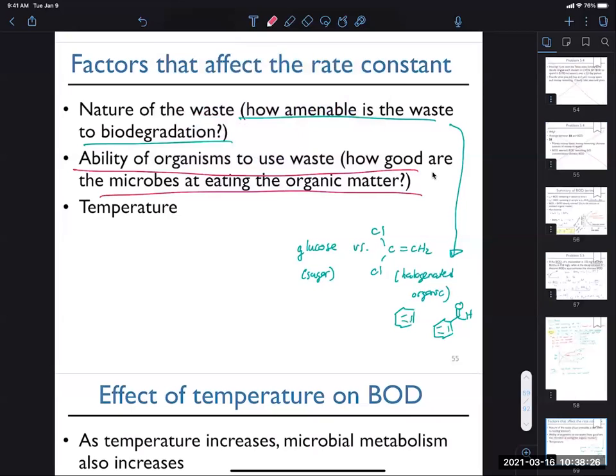In a stream there's a mixture of organisms, and they may not be able to utilize the waste as well because they're not as optimized. They haven't been selected to remove that waste. So the organism structure is basically the types of individual microbial species that are present.